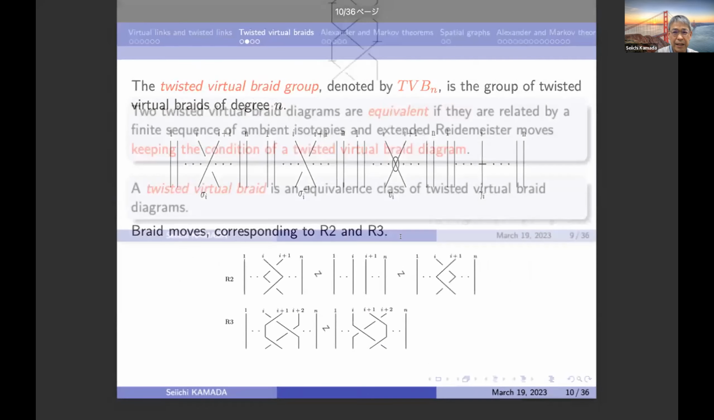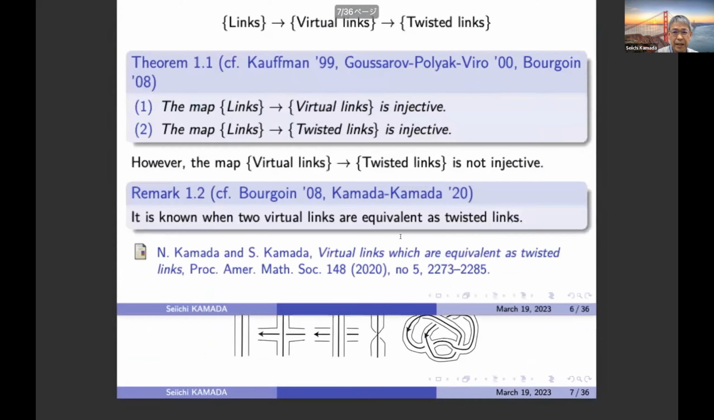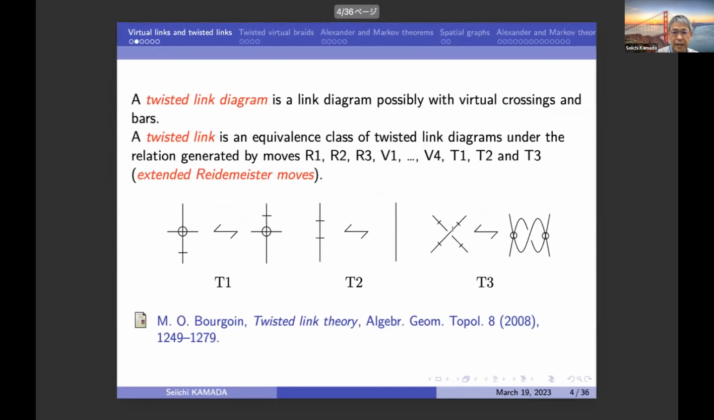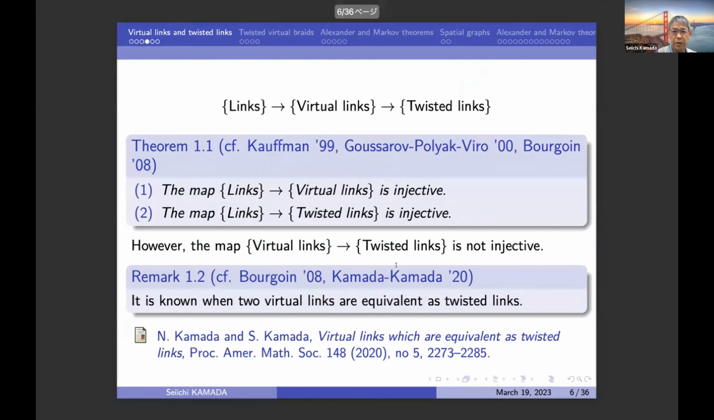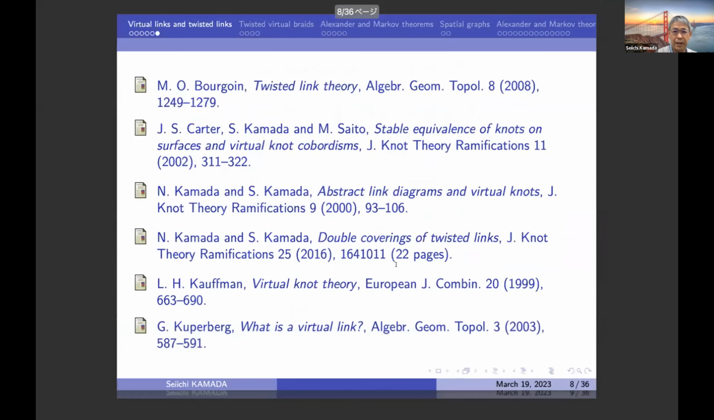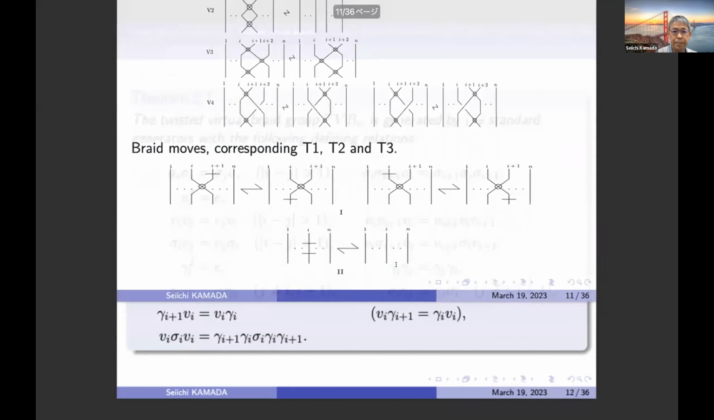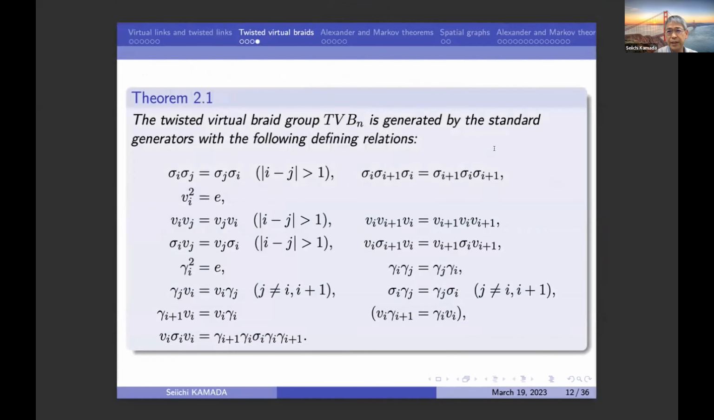T3 is this one. So if we look at this figure this way, then the figure becomes like a braid form. That is the T3 move for braids, twisted virtual braids. So anyway, using standard generators, we have these relations.